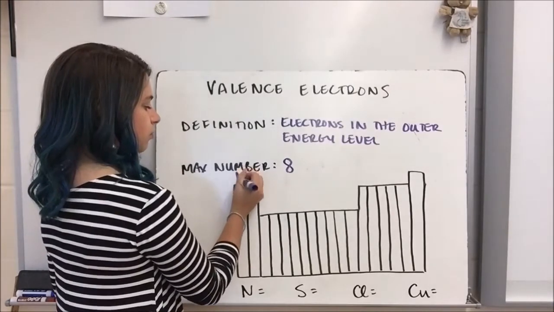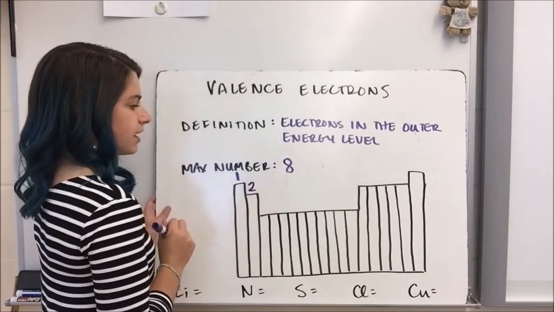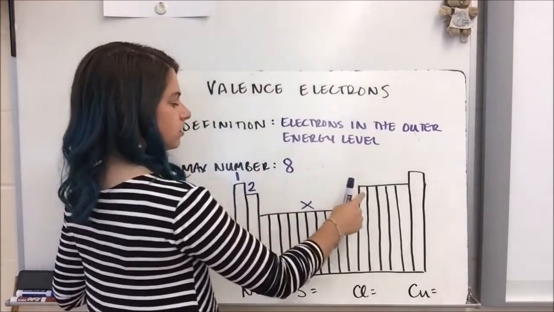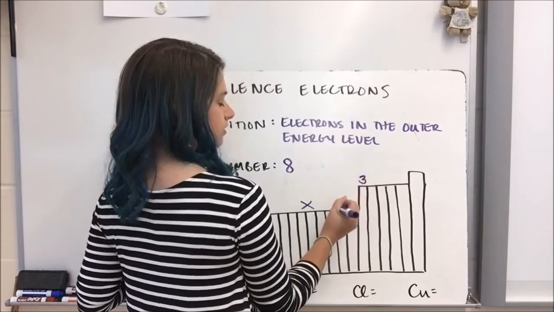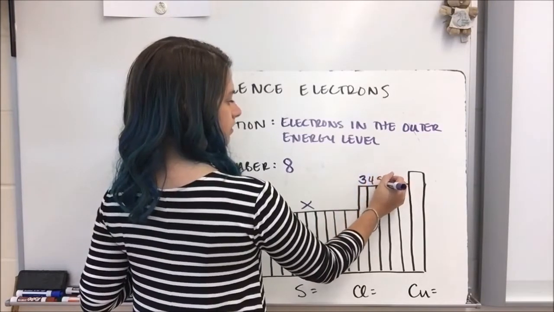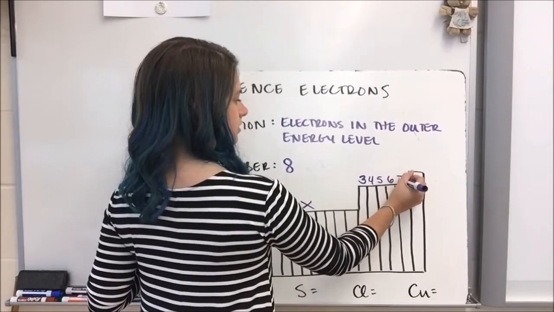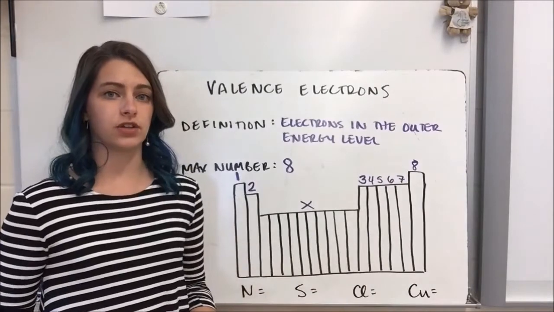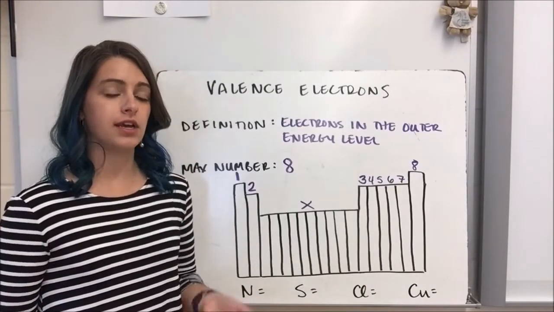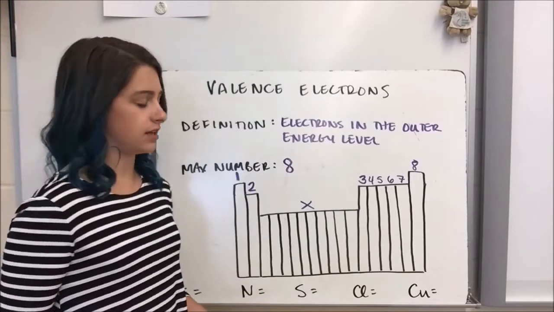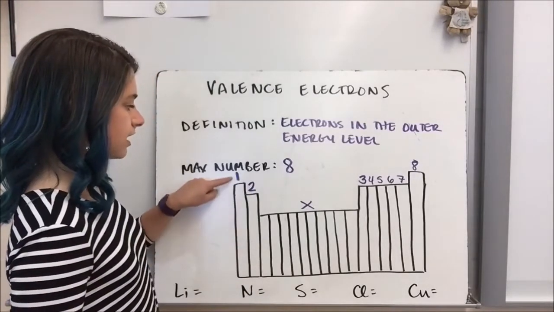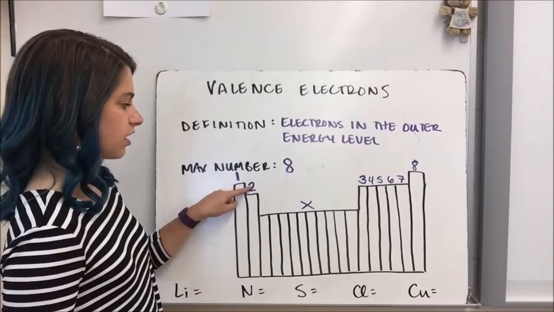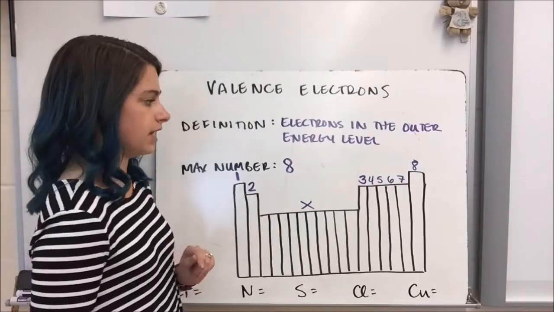So our first column has 1, our second column has 2, we're going to skip the transition metals, go over here, this column will have 3, then 4, 5, 6, 7, and then our last column has 8. So how many valence electrons an atom has for a specific type of element depends where on the periodic table that element is. So any element in the first column is going to have 1 valence electron. Any element in the second column is going to have 2 valence electrons. We'll come back to the transition metals in a minute.